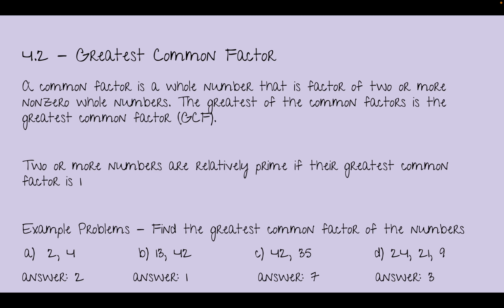Next, we have 13 and 42. Because 13 is prime, the only factors that 13 has are 1 and 13. And because 42 is not divisible by 13, the greatest common factor here is 1.